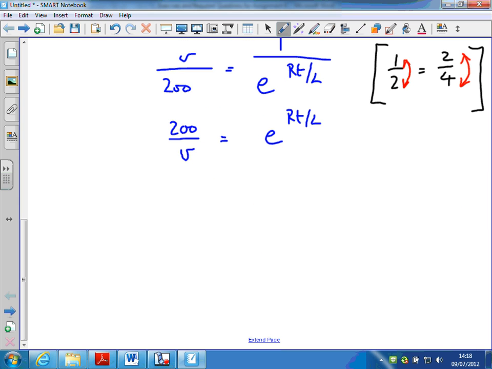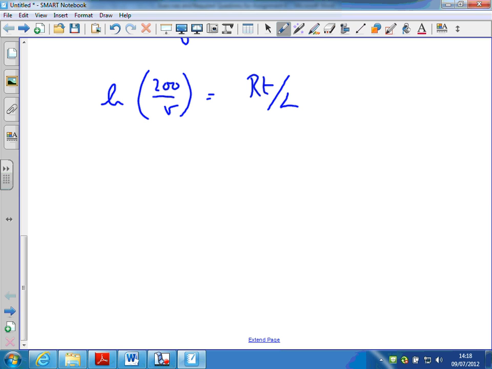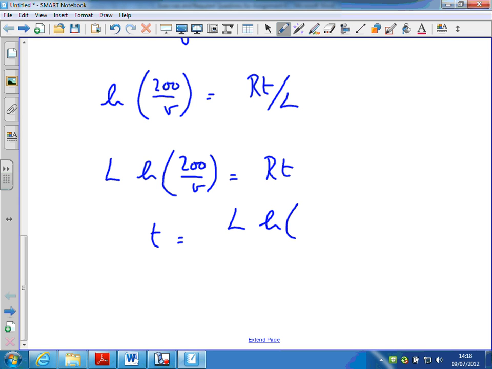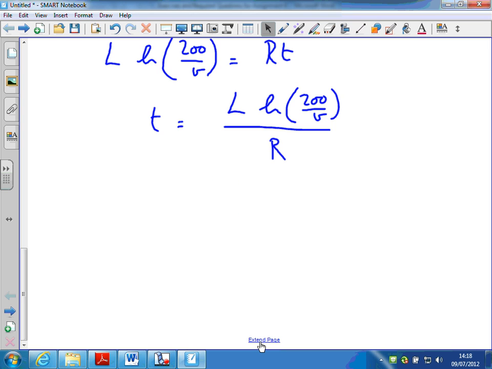Now I take natural log of both sides, so the natural log of 200 over v equals rt over L. Now multiplying both sides by L, L times the natural log of 200 over v equals rt. Divide both sides by R and write t on the left. We get t equals L times the natural log of 200 over v, over R. And now I can put the numbers in and work out what the time is.